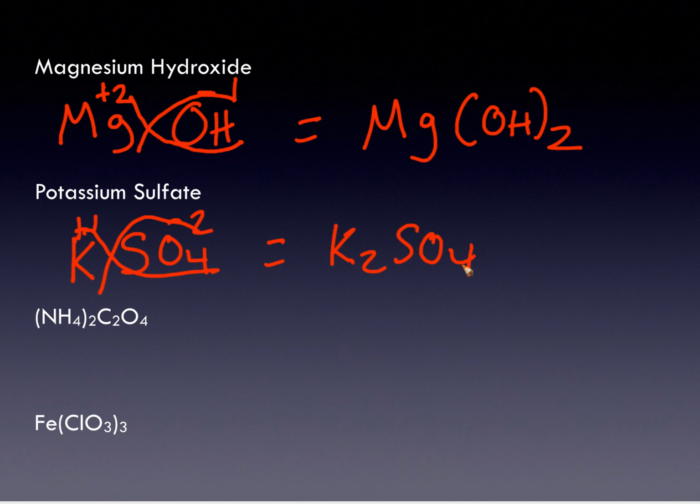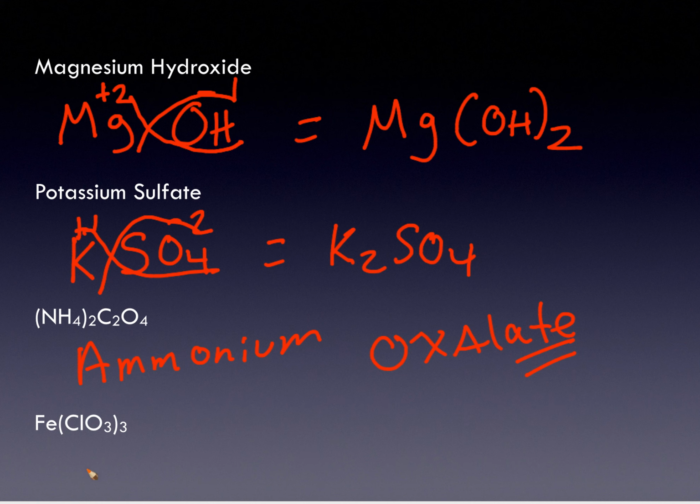Now we wrote some formulas. Now we're going to name them. So we know NH4 is ammonium. It's our only positive polyatomic ion that we're dealing with. And C2O4 is oxalate. So it's ammonium oxalate. You don't have to change the ending for polyatomic ions. Just leave them as is.